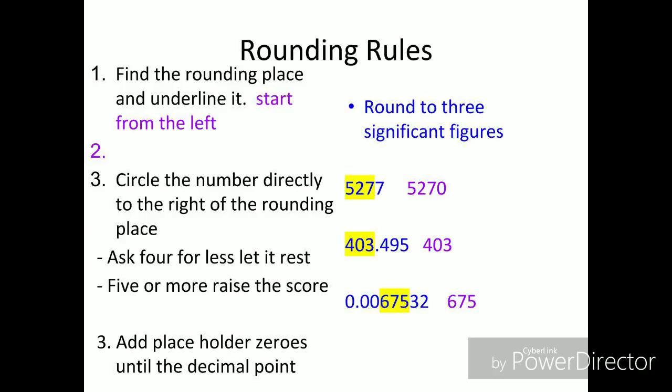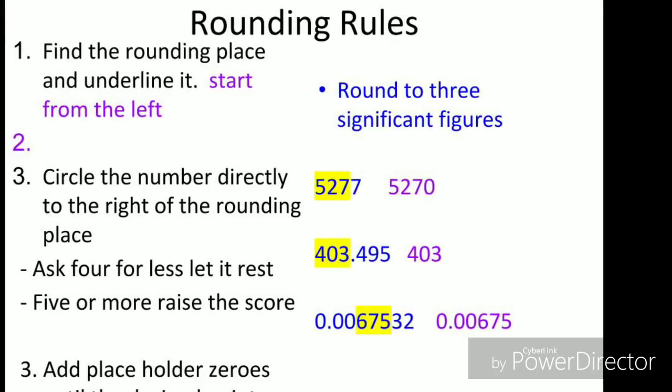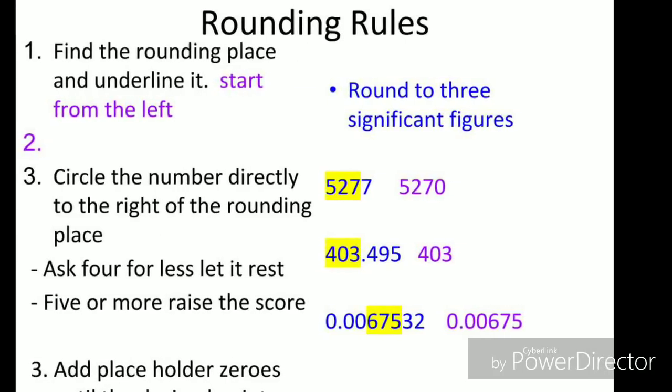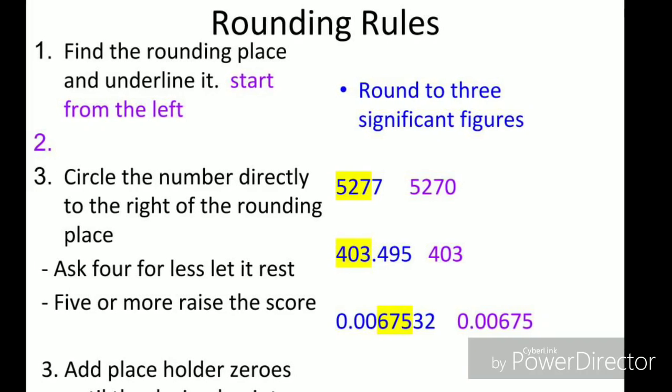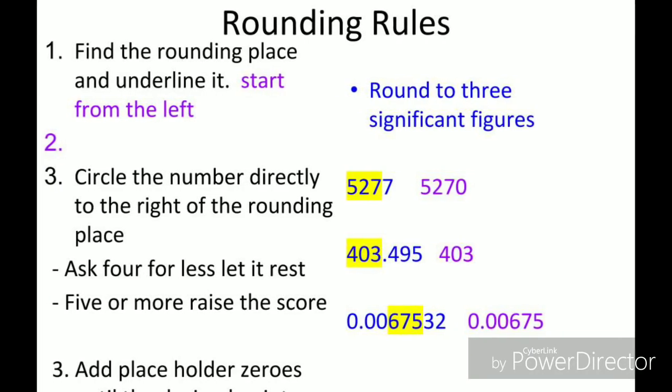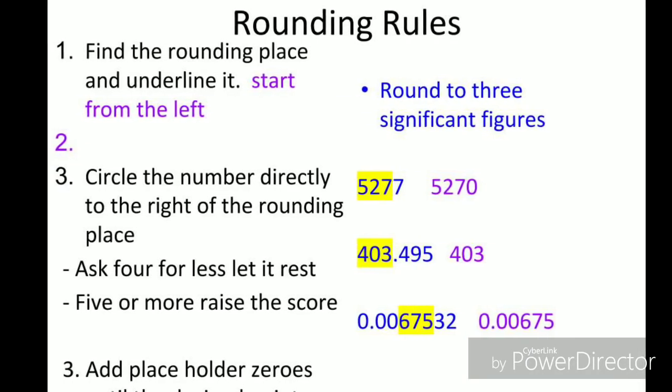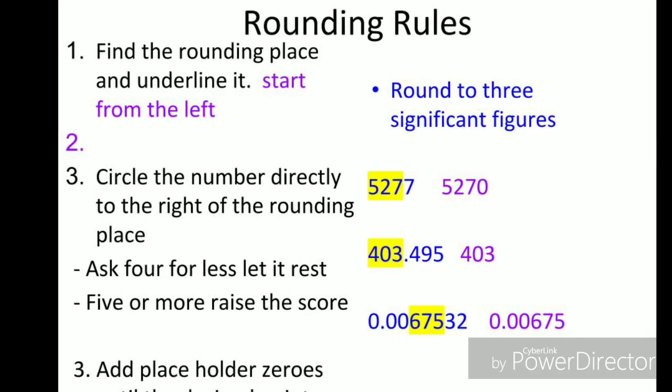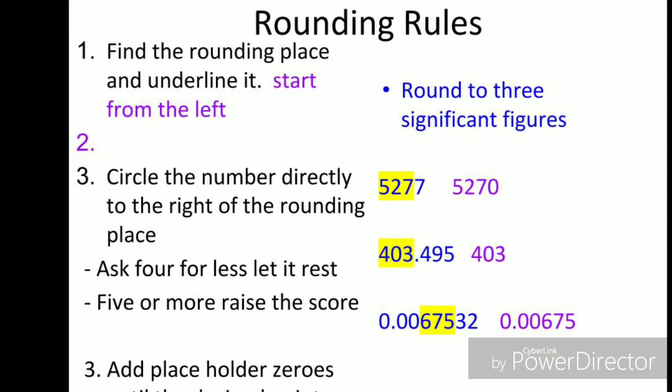In this final example, you can see that after our last significant digit, 5, there is a 3. Again, a 3 means that we stay because 3 is less than 5. So we'll write down the numbers 675, but 675 is not a good estimate of 0.0067532. So here we'll have to add in the preceding place value zeros so that we can give our rounded number a similar magnitude as our original number.